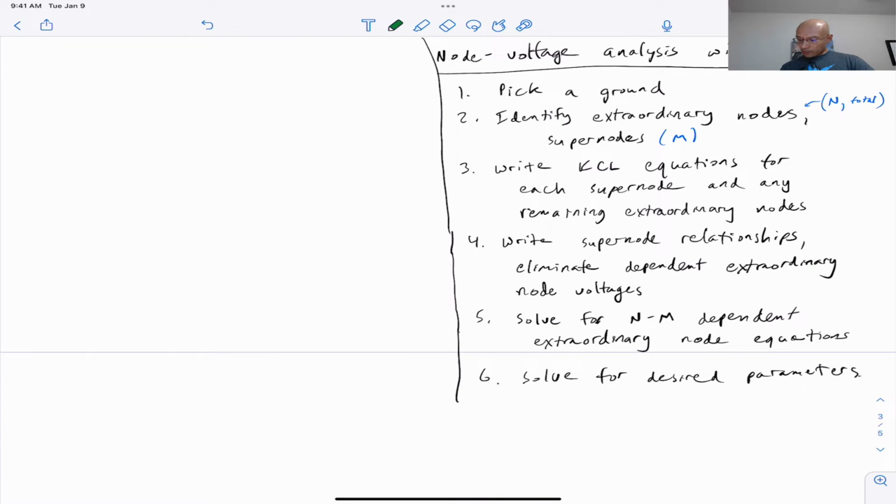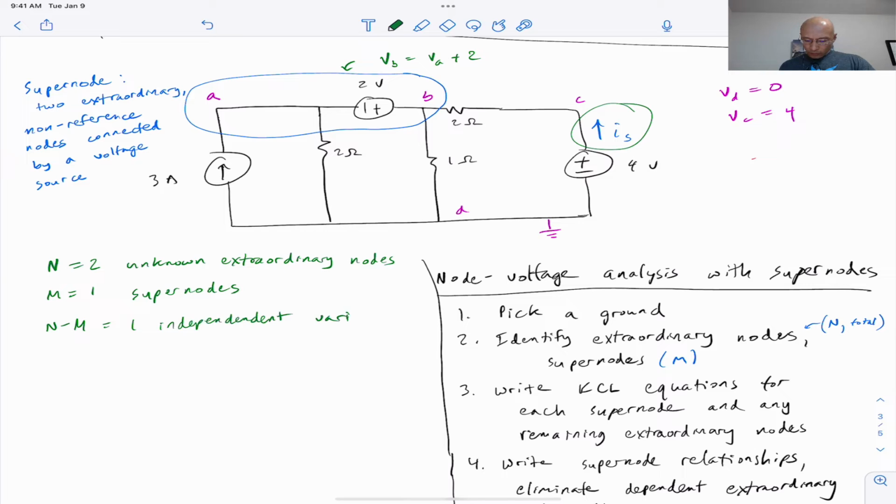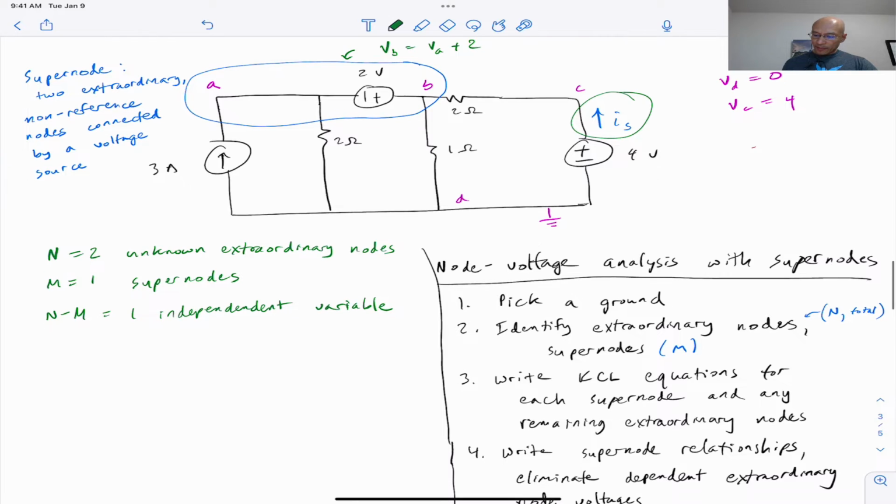So we can write those out. And for a set of n unknown nodal voltages and m supernodes, we actually only have n minus m dependent extraordinary node equations. And we solve for any desired parameters. So like in this circuit, I'm asking for IS. So let's apply this procedure, right? So you can see that there are two extraordinary node voltages that we don't know. So we'll say here n equals 2. And that leaves us with only one independent variable. So let's see how that works mathematically.